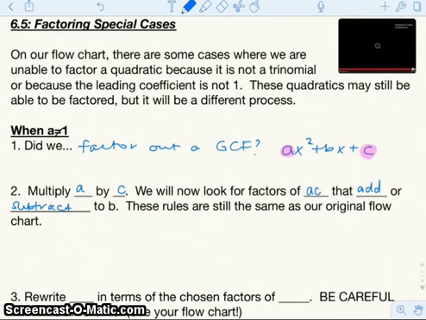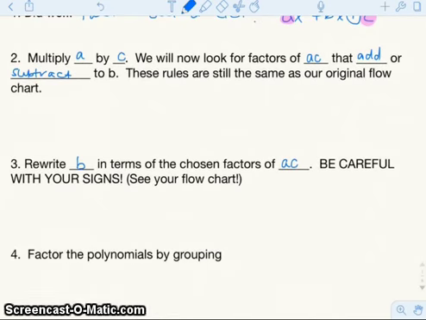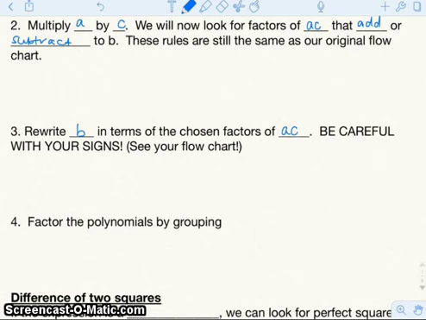So if the second sign was negative, I would be looking for signs that subtract. If the second sign was positive, I'd be looking for signs that add. So now I'm going to rewrite b in terms of the chosen factors of ac, and be careful with your signs. Again, the same rules apply. So if my second sign is positive, my signs are going to be the same, and I look to the first sign for that. If my second sign is negative, my signs are going to be different. I look to the first sign to tell me the sign of the bigger number. So you really need to know those signs. And then I'm going to do factor by grouping. So I'm going to do an example of that.